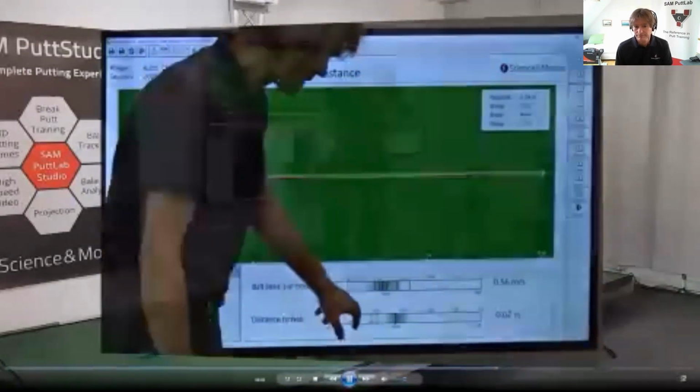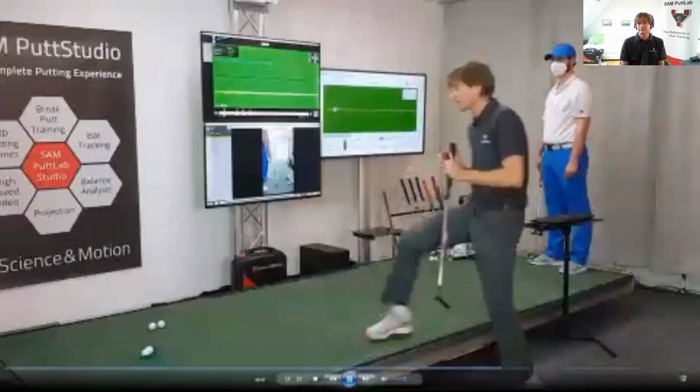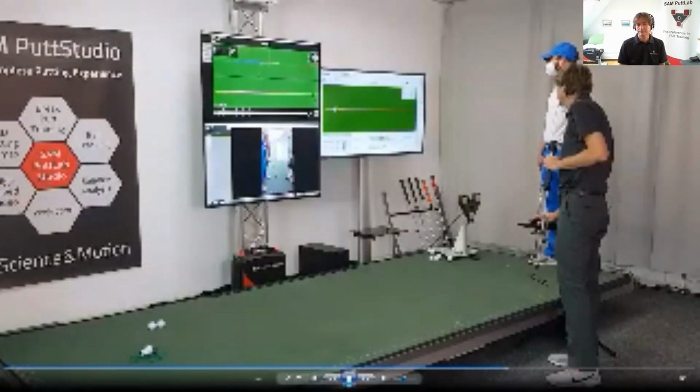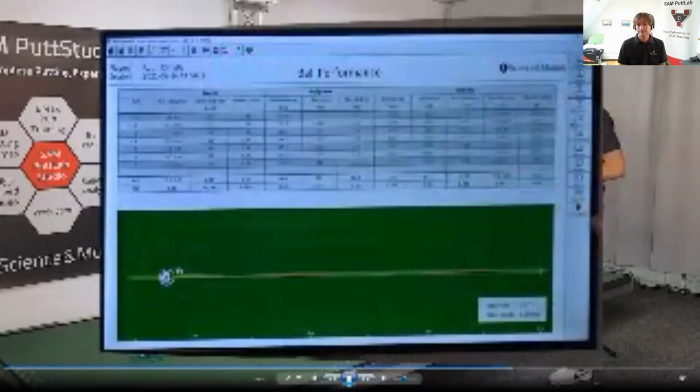So this is for judging on distance, and then we can look at the ball data, and again you will see the averages we just discussed, which can be used for ball fitting and for putter fitting.